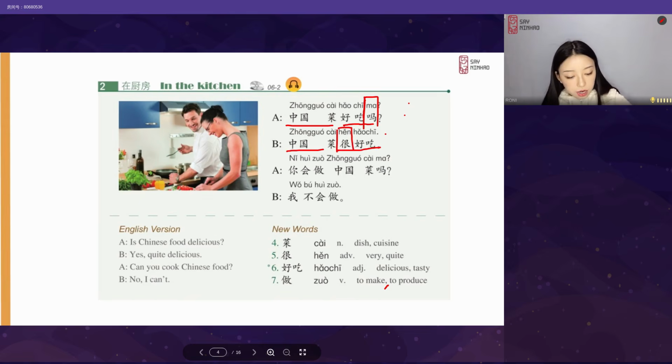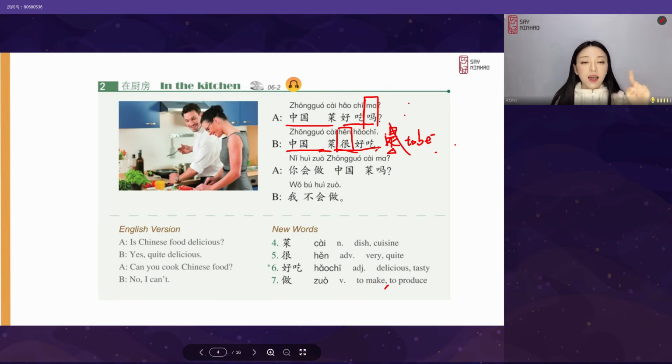很好吃。We can see in this sentence there are no verbs here, right? Some people like to put 是 here because 是 means to be, right? And in English, Chinese dish is delicious. There is an is here. So some students like to put 是 inside, but there is no need to put it, okay? No need. Just say 中国菜很好吃, very delicious.